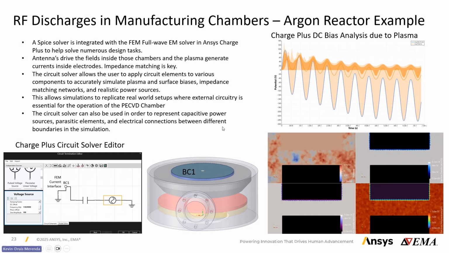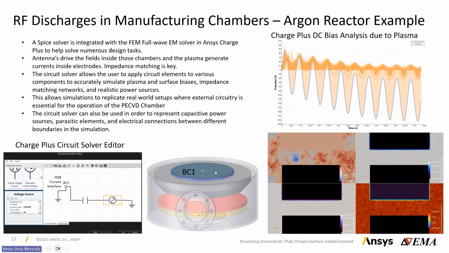The other thing is there's going to be a bias applied to the electrodes in terms of voltage and current, due to the fact that there is a current induced by the plasma onto the system. This is what we call a DC bias due to the plasma. We can use our new circuit solver, released this summer, to solve for this bias offset that is present. So you actually couple a circuit solver directly to the full wave solver.